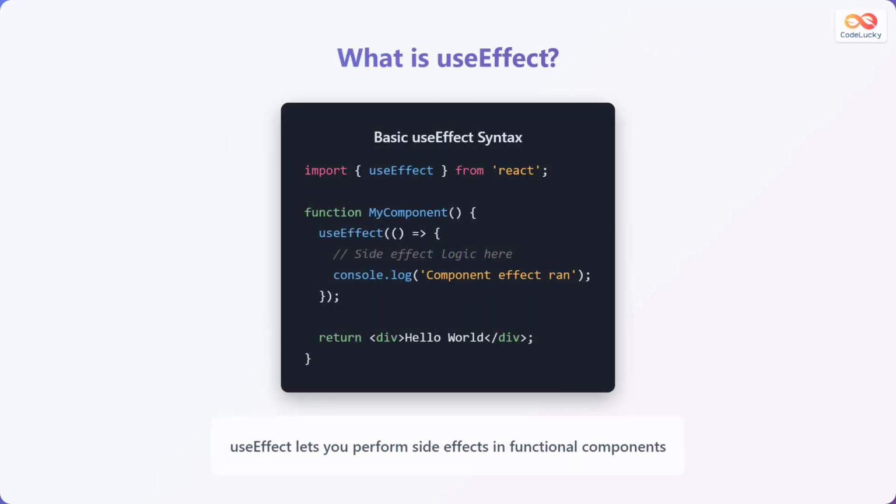Let's explore the basics of the useEffect hook. The code shows how to import useEffect from React and use it inside a functional component. Inside the useEffect hook, you can place any side effect logic, such as data fetching, subscriptions, or manually changing the DOM. The basic syntax looks like this: useEffect with a function inside. This function will be executed after every render. Essentially, useEffect lets you perform side effects in functional components.